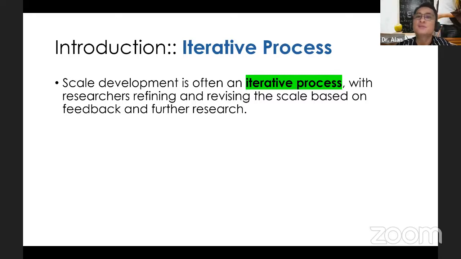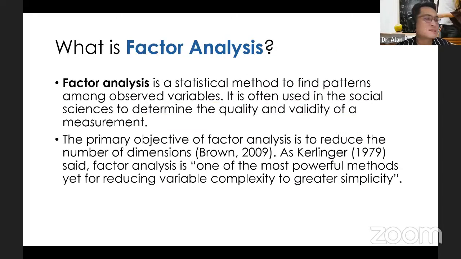So to make sure this interactive process is working effectively, we need to know how we are going to find the patterns to make sure that this interactive process is going on smoothly. Now, the best way is you need to understand factor analysis. But what is factor analysis? It is the statistical method to find the patterns among the observed variables, and it is often used in social sciences research to determine the quality and validity of a measurement.